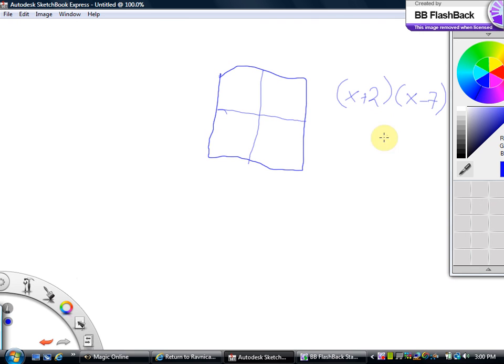A lot of people start teaching FOIL and distributive properties and lots of other things, but if you already understand this box, you can put an x and a plus 2 and an x and a minus 7. Now one thing that's going to be a little bit different, and we'll talk about it next time, is if I've got a minus and a plus. In fact, let's make this a negative so you can see that that's a negative.